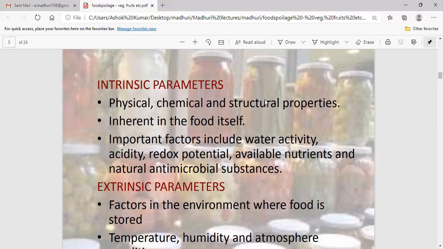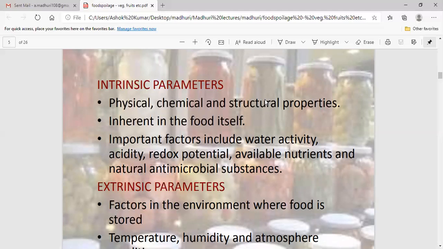Okay, water activity, how much water is there? If the water is more, spoilage possibility will be more. And similarly acidity, if acidity is more, only particular types of microorganisms can spoil, which can grow at a lower pH. And redox potential and nutrient composition also influence the spoilage process. And natural antimicrobial substances, if antimicrobial substances are present in the food, definitely the microorganisms cannot spoil the food. If they are absent, then a wide variety of microorganisms can spoil the food.